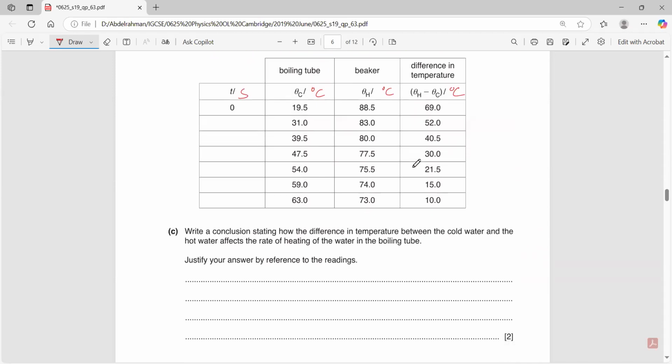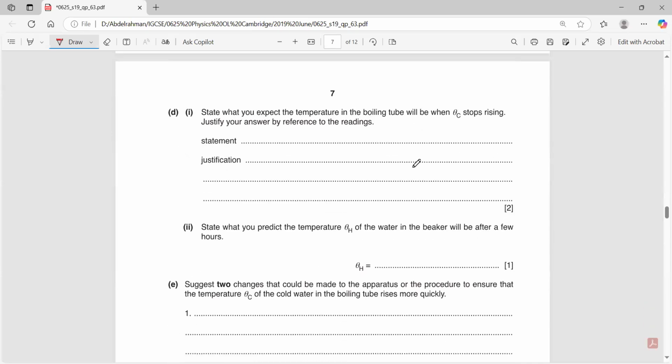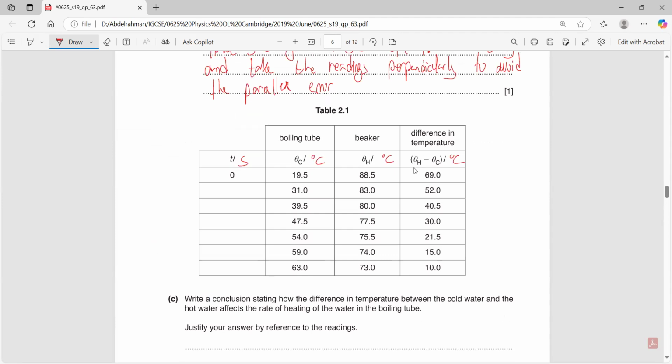Can I complete the table with the temperatures? Yes, I can complete the table with the temperatures. You need to add 30, 60, 90, 120, 150, and 180.